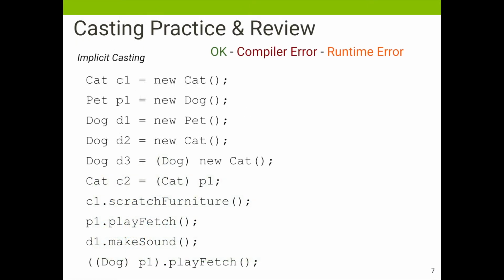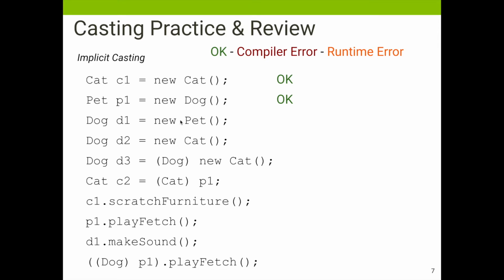All right, let's practice this, okay? There's implicit casting going on right here. Will it work? I want you to tell me whether it's going to be okay or whether we're going to get a compiler error or a runtime error. As we step down through each of these lines, can I take a new cat and stuff it into a cat basket? Yeah, that gets through the compiler and it gets through the runtime. Can I put a new dog into a pet? Yes, because all dogs are pets. You can put a dog into a pet basket just fine.